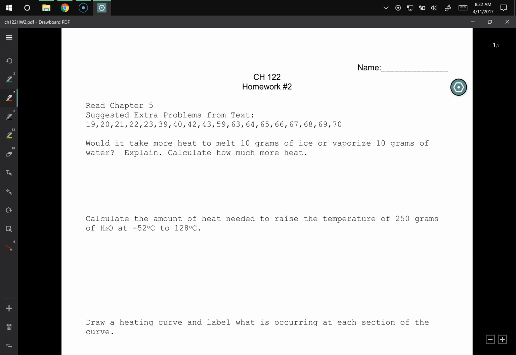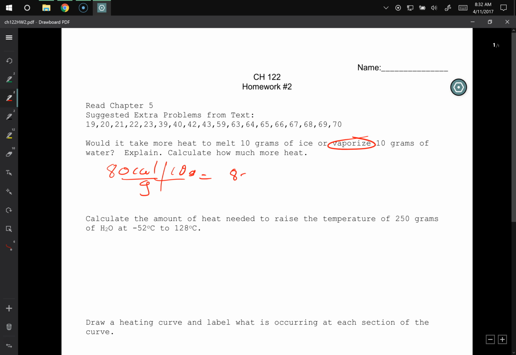Okay, this first one here, does it take more heat to melt the ice or to vaporize the water? All right, so to vaporize, definitely more. And to calculate how much heat, since they're both 10 grams, it's 80 calories per gram to melt, 10 grams, so 800 calories, and 540 calories per gram, 10 grams.